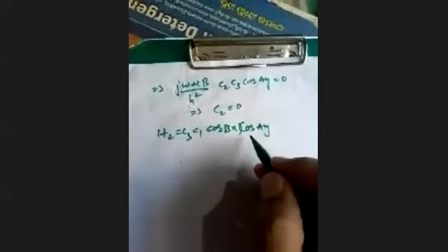Therefore, your Hz will be rewritten. C2 is made 0, so this term will vanish. We will have only this: C1 cos Bx into C3 cos Ay. I'll write it as C1 C3 cos Bx into cos Ay.